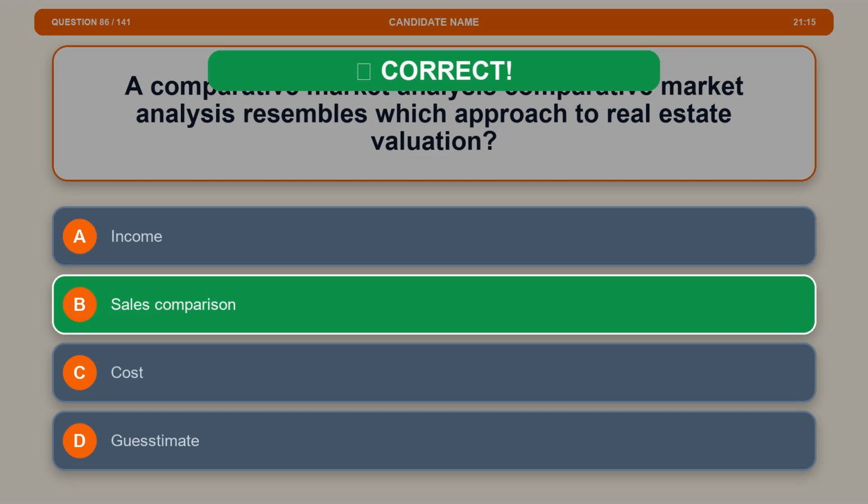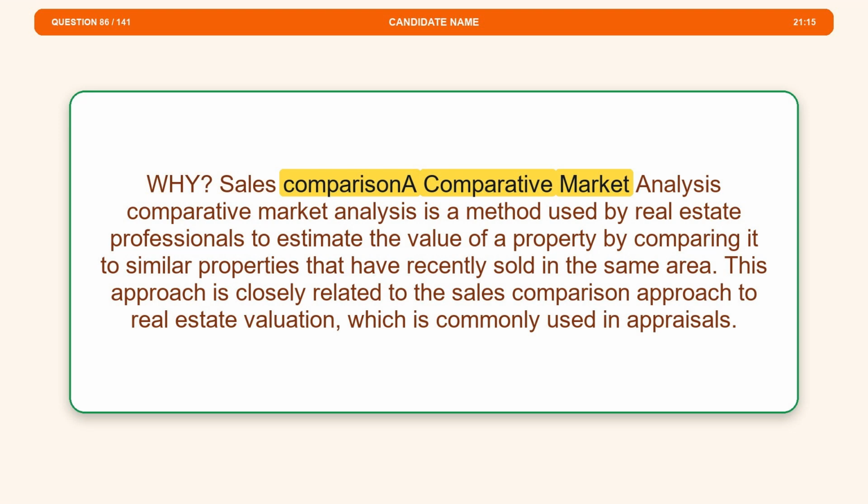The correct answer is option B, sales comparison. Comparative market analysis is a method used by real estate professionals to estimate the value of a property by comparing it to similar properties that have recently sold in the same area. This approach is closely related to the sales comparison approach to real estate valuation, which is commonly used in appraisals.